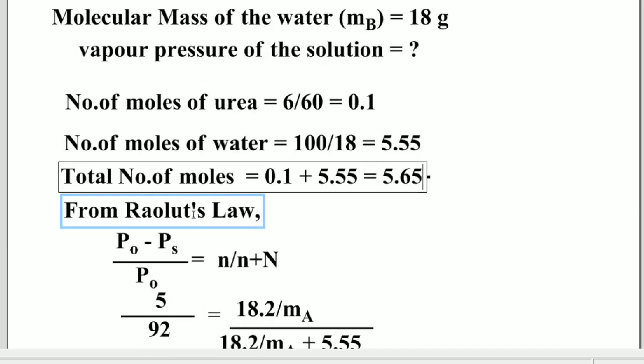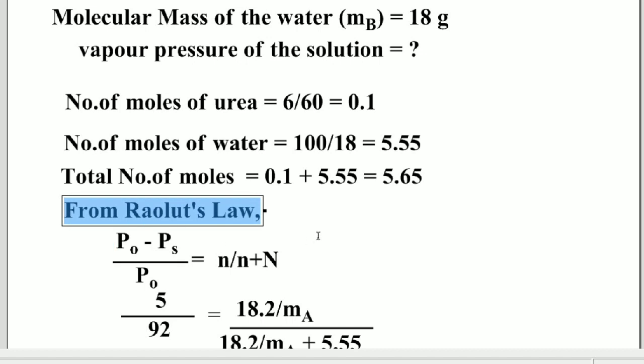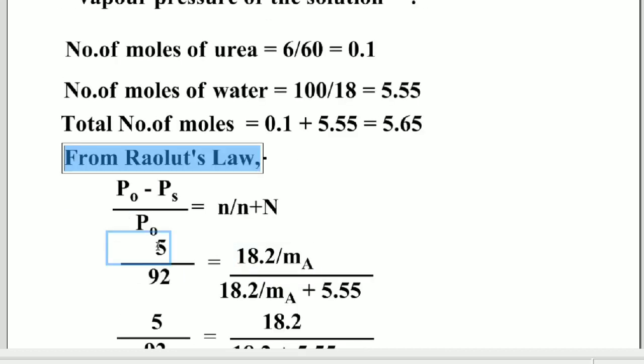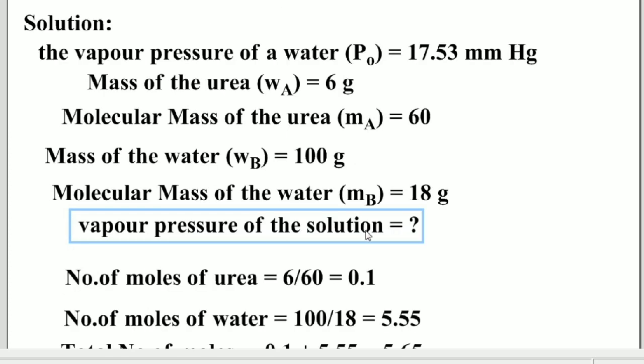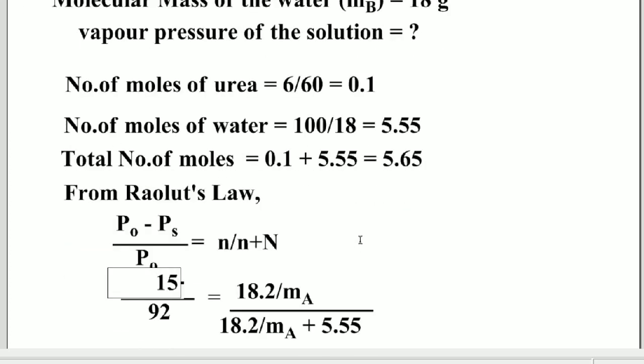Students, from Raoult's law we know that the relative lowering of vapor pressure is equal to the mole fraction of solute. P naught is given for the problem, so we should find the PS value. So you can substitute all the given values. Given P naught is 17.53 mmHg.